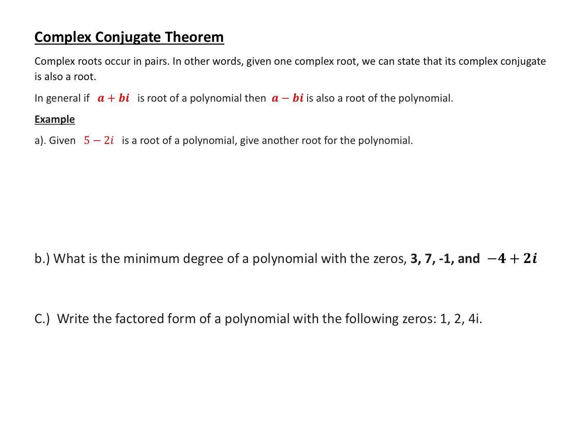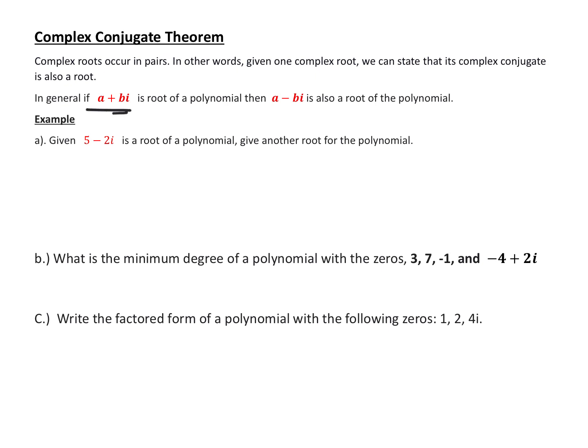Here, let's look at the complex conjugate theorem. It says complex roots occur in pairs. In other words, given one complex root, we can state that its complex conjugate is also a root. So here, I'm talking about complex conjugates. So what does this mean?